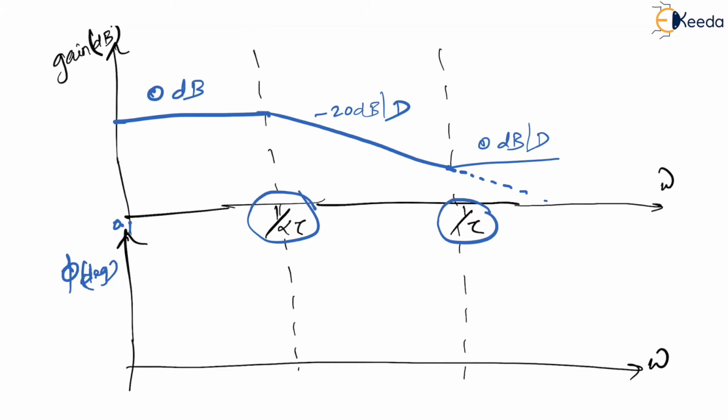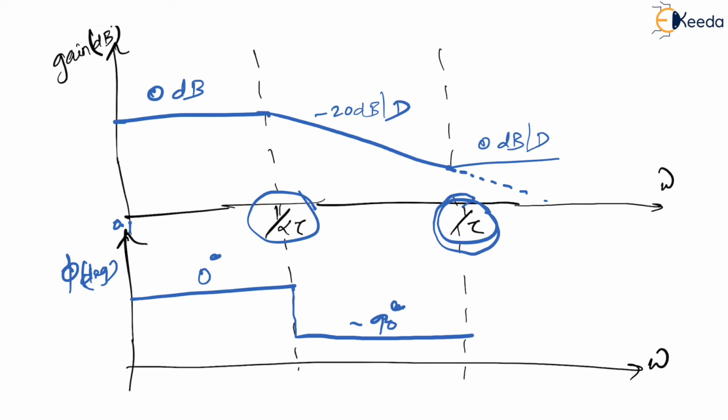Definitely, let us see what is happening. What is there between 0.1 to 1 by tau? Nothing, which means it is 0 degrees. Let me call this 0 degrees. Now after that, what has happened here at 1 by alpha tau? I have got a pole, which means I will have negative 90 degrees over here. This becomes minus 90 degrees.